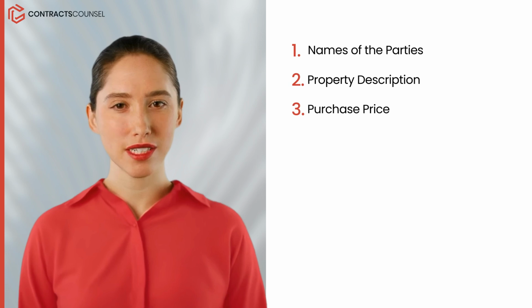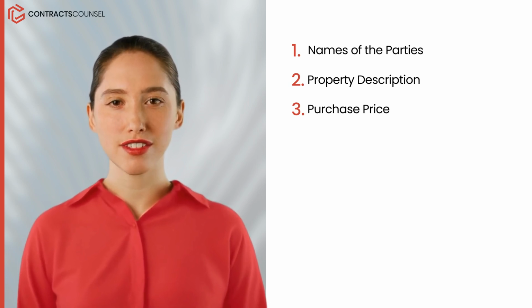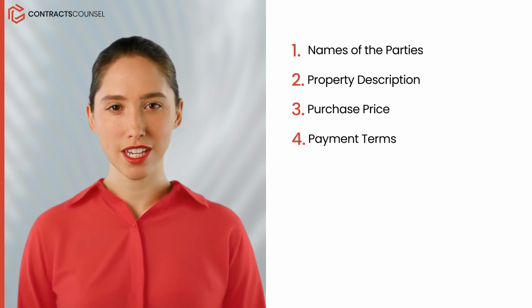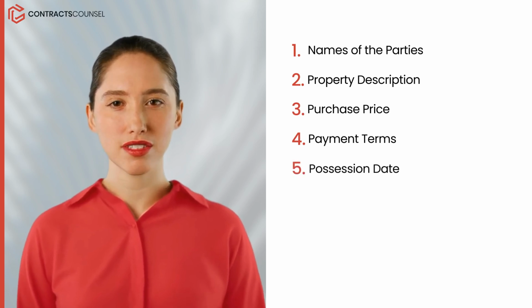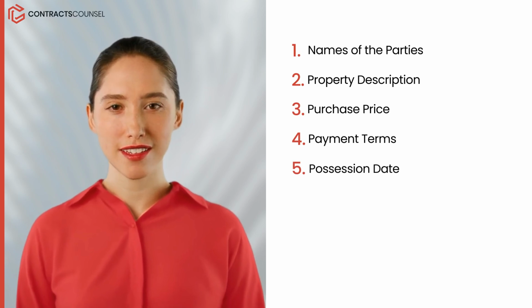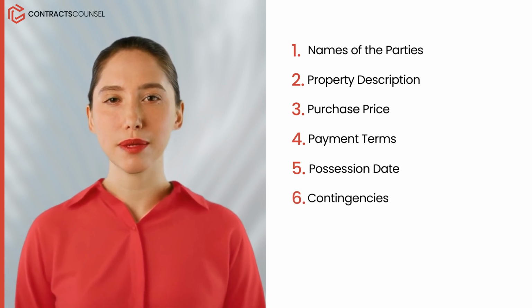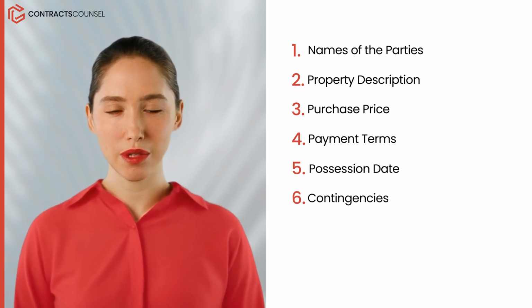3. Purchase price. This section specifies the amount to be paid for the land. 4. Payment terms. This outlines the payment method and schedule, including any financing terms. 5. Possession date. This section states when the buyer will take possession of the land. 6. Contingencies. This section sets conditions that must be met for the agreement to be binding. An example could include inspecting the property.